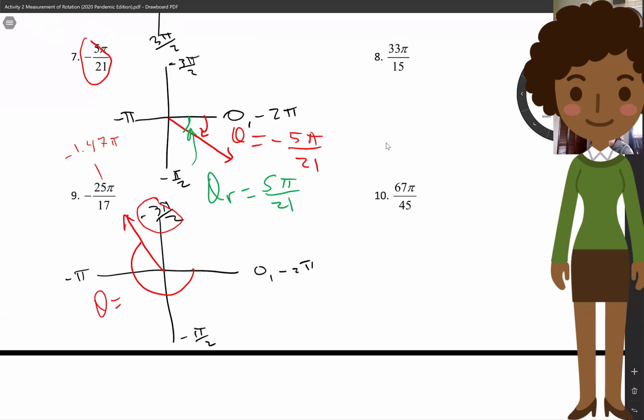So there it is. That is my negative 25 pi over 17. Now I need this guy right here. Oh, I meant to use green. I need that guy right there. So the way I get that, you just get the difference between 17 and 25, because this would have been negative pi, that's like negative 17 pi over 17. And I believe that difference is 8. Yeah. So this reference angle, theta r, is 8 pi over 17.